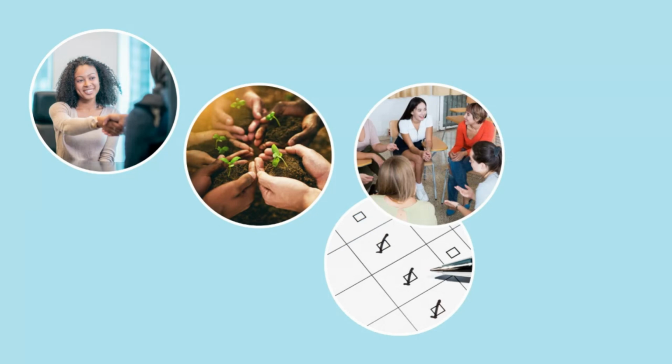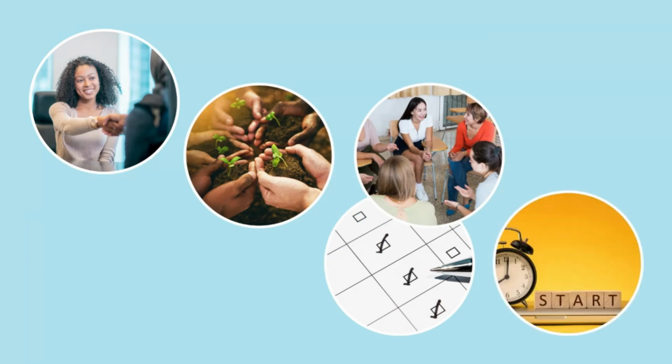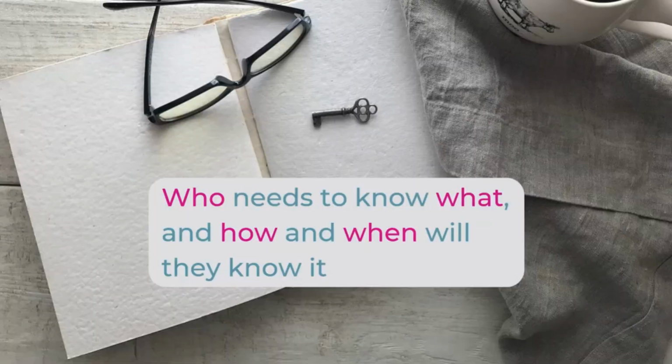So maybe we're going to conduct focus groups or send out a survey. That's our how. And then our when is when we're going to do this, when we're going to send out the survey, when we're going to hold our focus groups. And so we can map out that who, what, how, and when for stakeholder feedback.